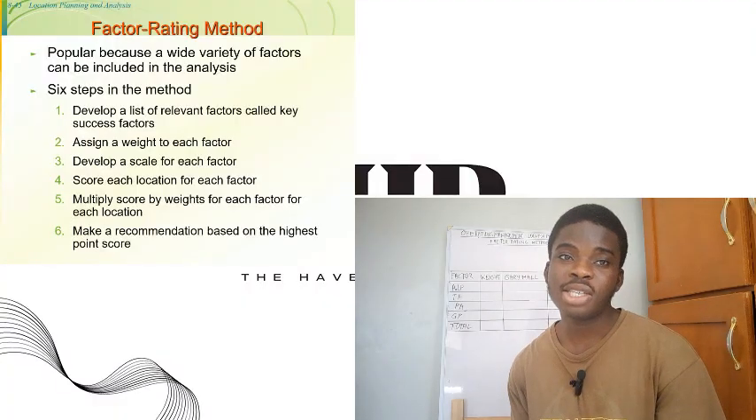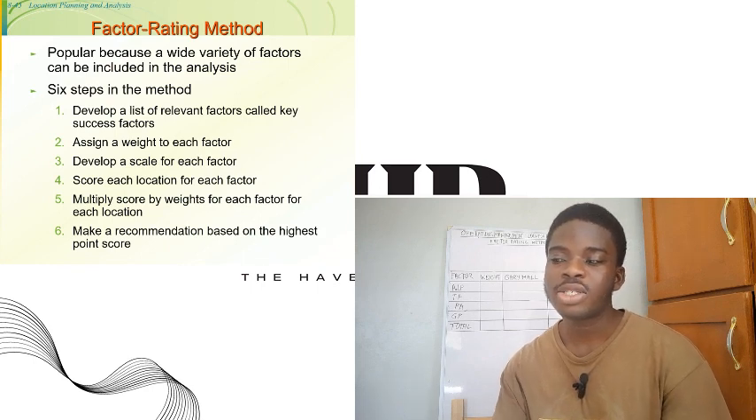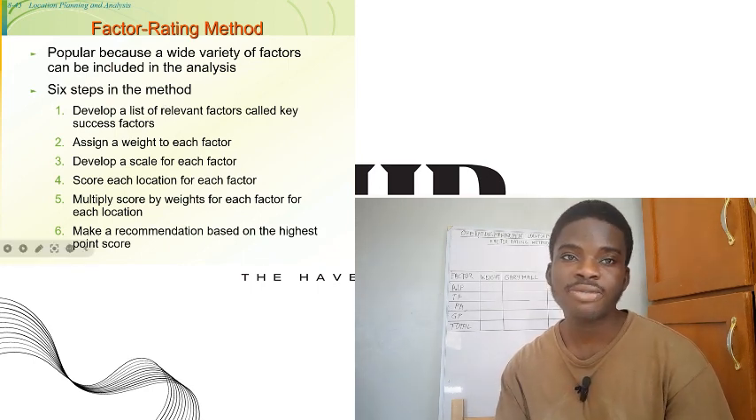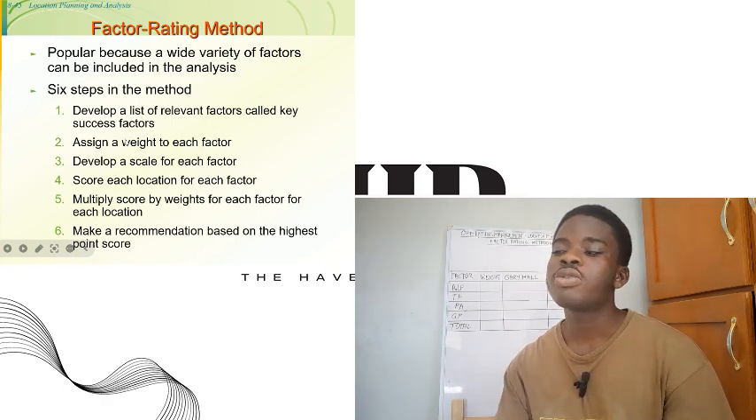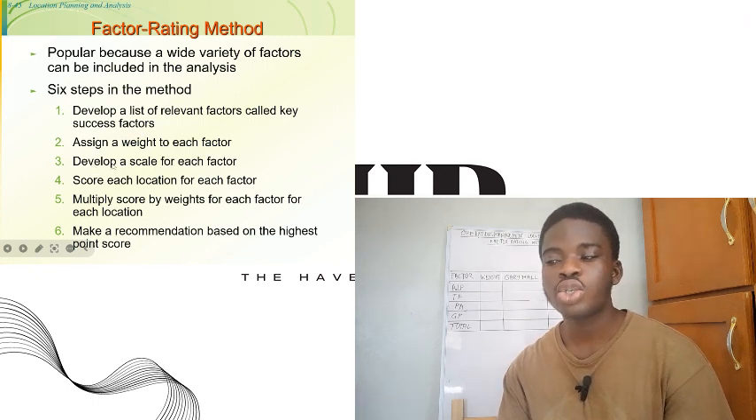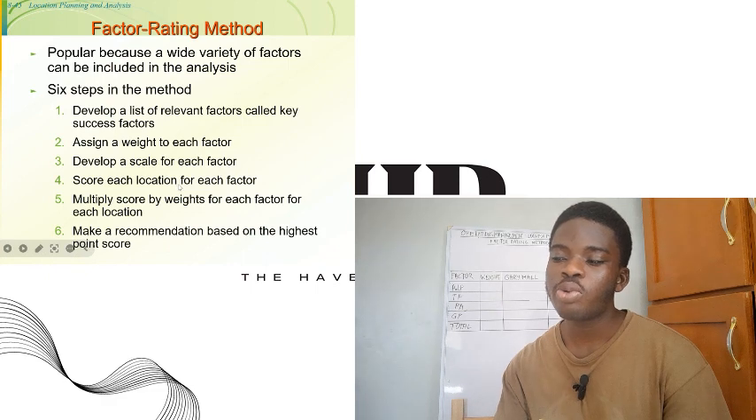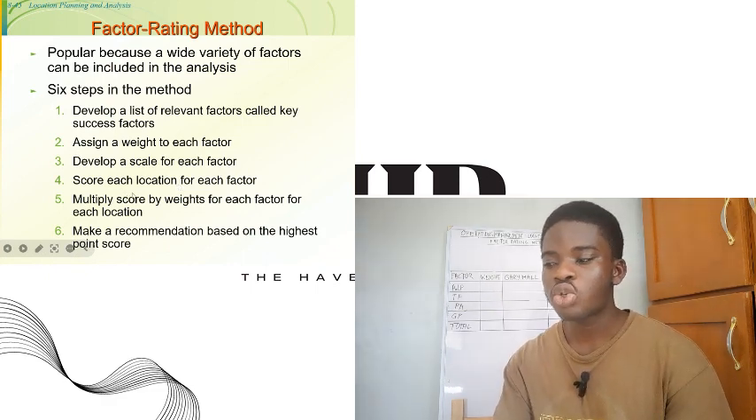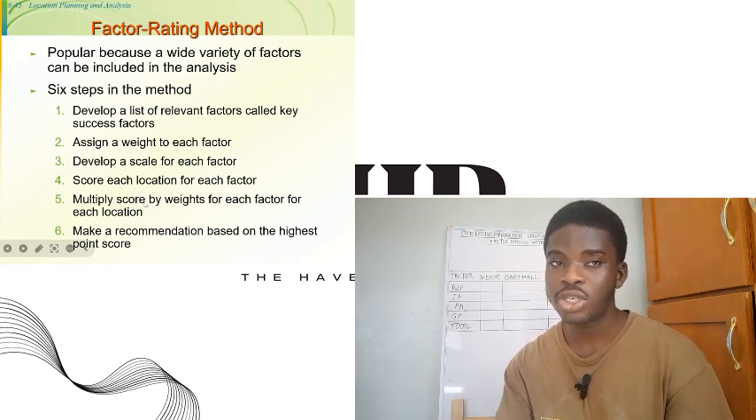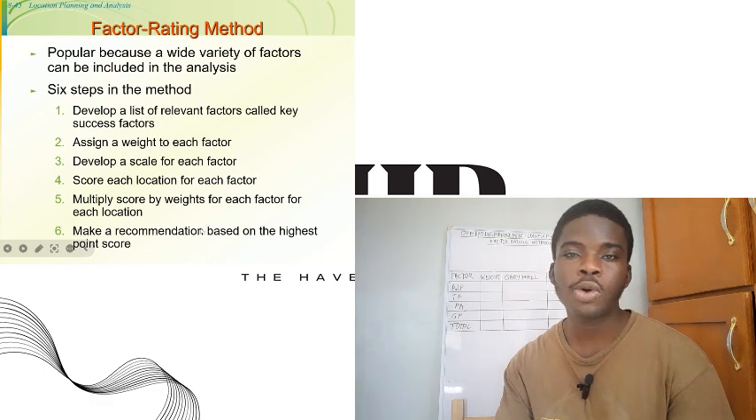So how do we go about it? There are 6 steps involved in this method. The first step is to develop a list of relevant factors called key success factors. Then you assign a weight to each factor. You develop a scale for each factor. Then you score each location for each factor. And you multiply the score by weight for each factor for each location. And you make a recommendation based on the highest point score.